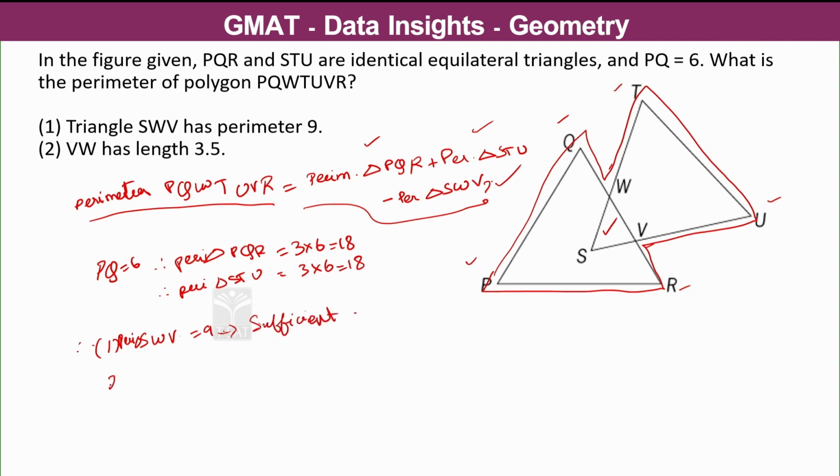Now, let us look at statement 2 here. Statement 2 says that VW has a length of 3.5, but we know nothing about the rest of the triangle SWV. We do not know what SV is and we do not know what SW is. Therefore, this is not sufficient to answer the question, because we cannot calculate the perimeter of SWV. Therefore, the answer is answer option A, where statement 1 alone is sufficient to answer the question, and statement 2 alone is not sufficient to answer the question. Let us look at the next question now.